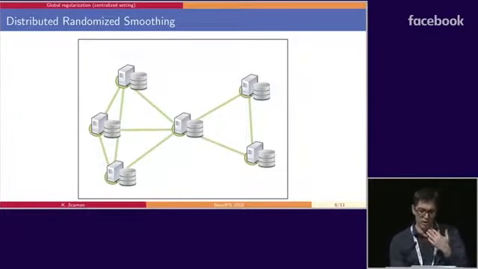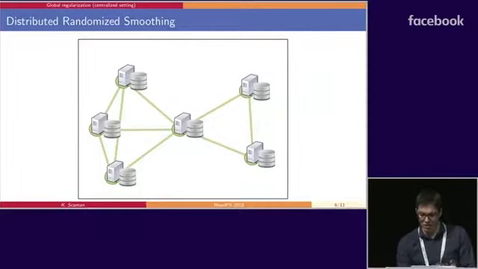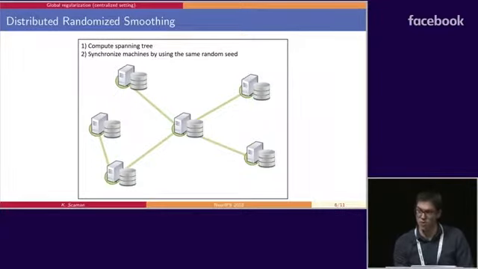Okay, so in practice, the idea is that we take a graph, and we're first going to prune most of its edges in order to have a tree and to have efficient communication. We're going to synchronize all the nodes by having the same random seed, and this is important in order to have the same random generator for all the computing units.